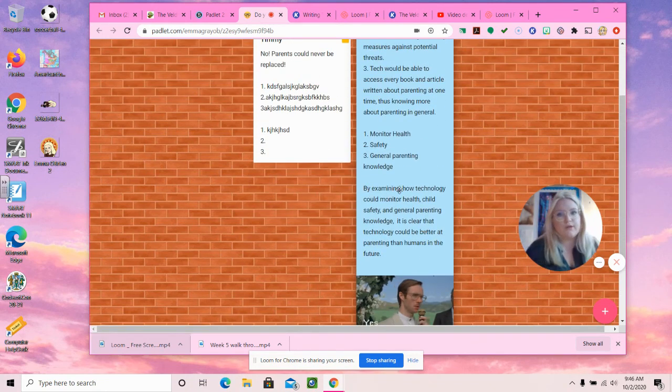So I took the formula from the PowerPoint that I showed you, which was by examining blank, blank, and blank, it is clear that blank, right? So I'm listing my three supports, my three reasons, and then my opinion. I did that here. So I wrote, by examining how technology could monitor health, child safety, and general parenting knowledge, it is clear that technology could be better at parenting than humans in the future.